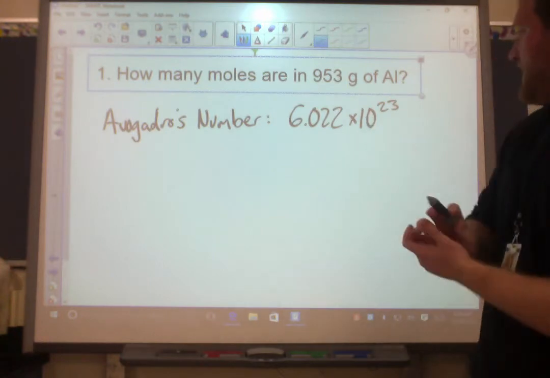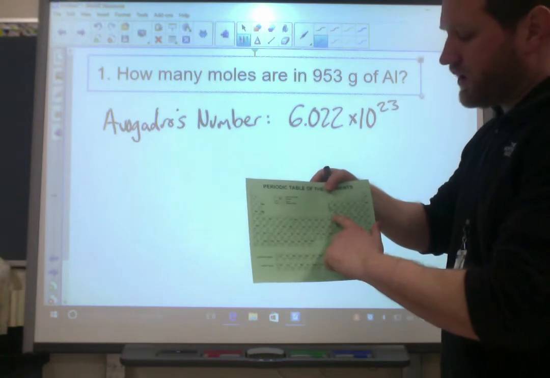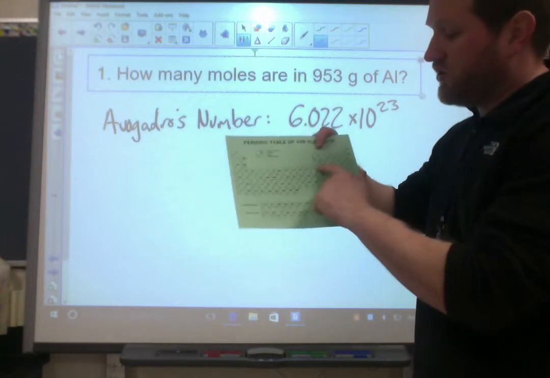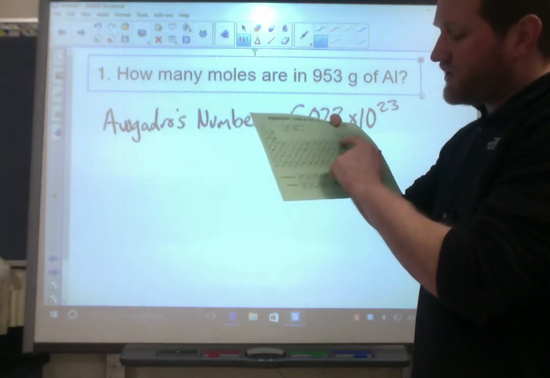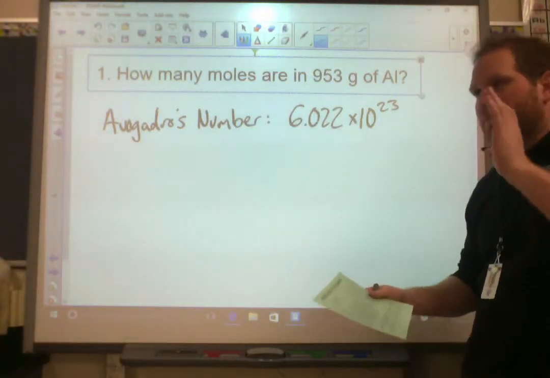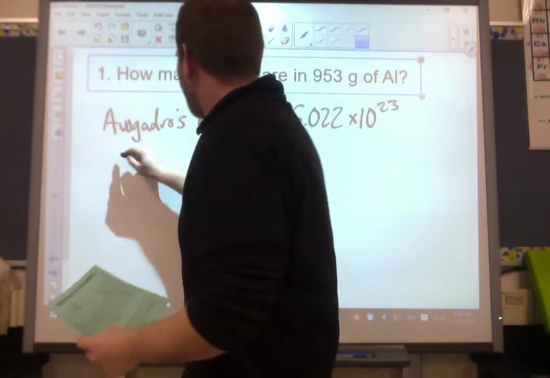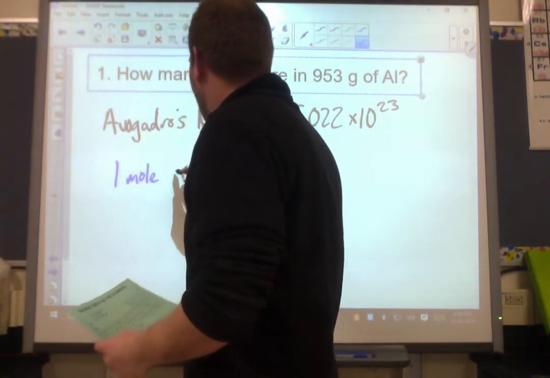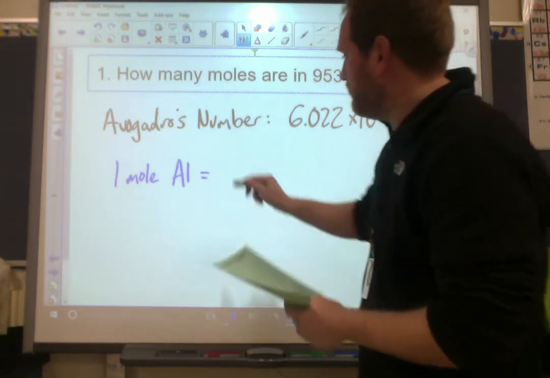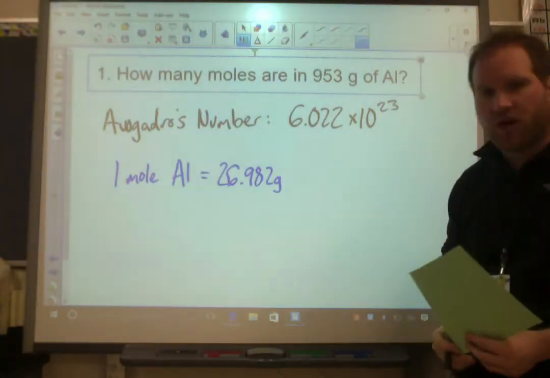Okay? So the way we figure this out is you look at your periodic table and you look at the number underneath the aluminum. Okay? Now the number above it, that's 13. That's the atomic number of protons. We're looking at the number underneath, the decimal. So it says 26.982. That's known as the molar mass. That's the mass of 1 mole of aluminum atoms. Okay, so what you want to write down is 1 mole of aluminum equals 26.982 grams. Okay?